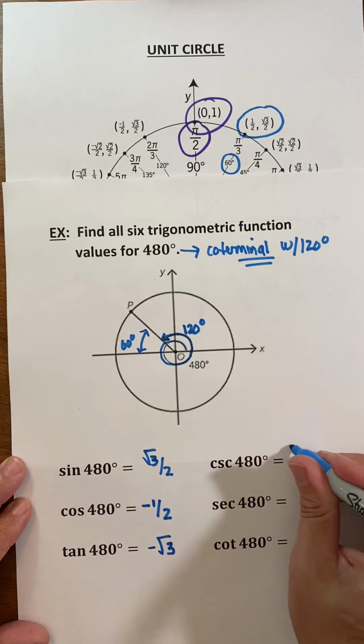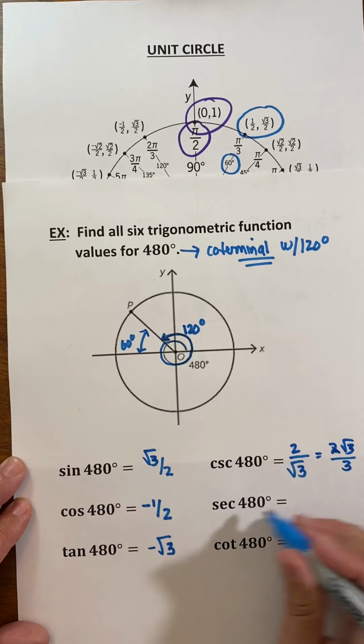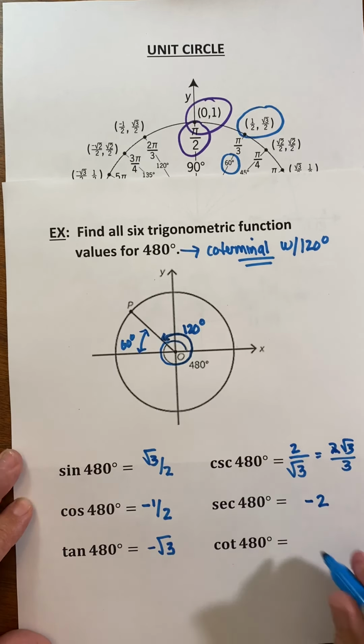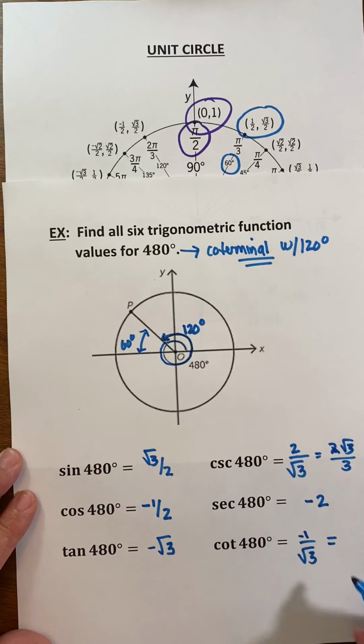The cosecant of 480 degrees, 2 over the square root of 3, which is 2 square root of 3 over 3. The secant's negative 2. This is going to be negative 1 over the square root of 3. We just take the reciprocal of the tangent, so the cotangent will be negative square root of 3 over 3.